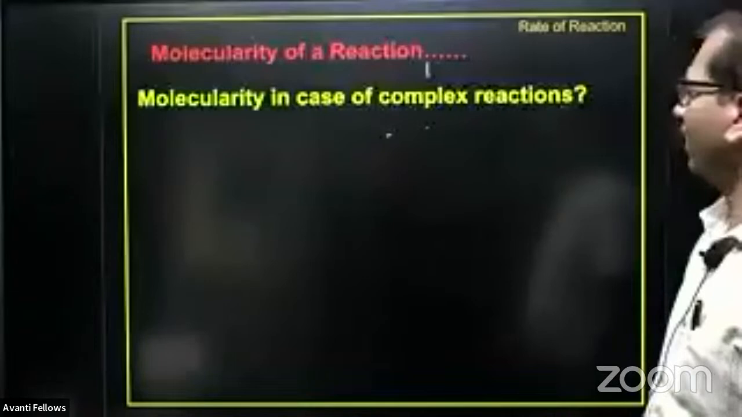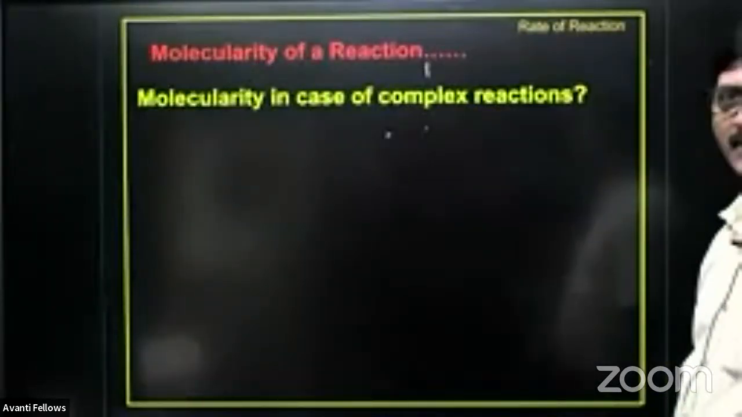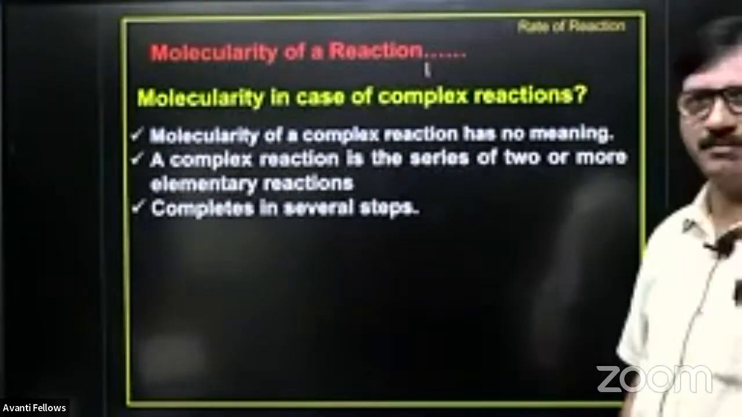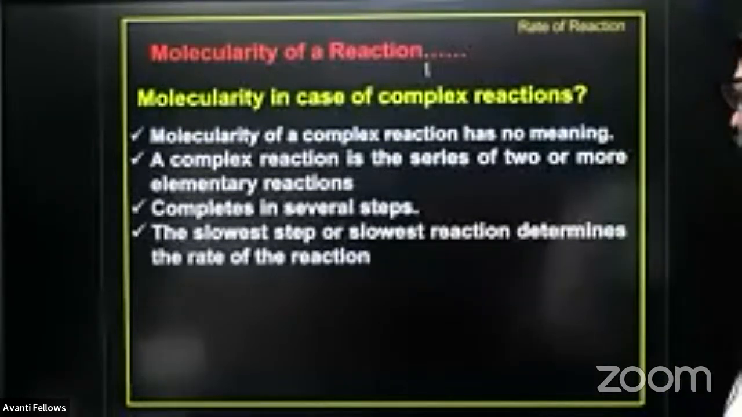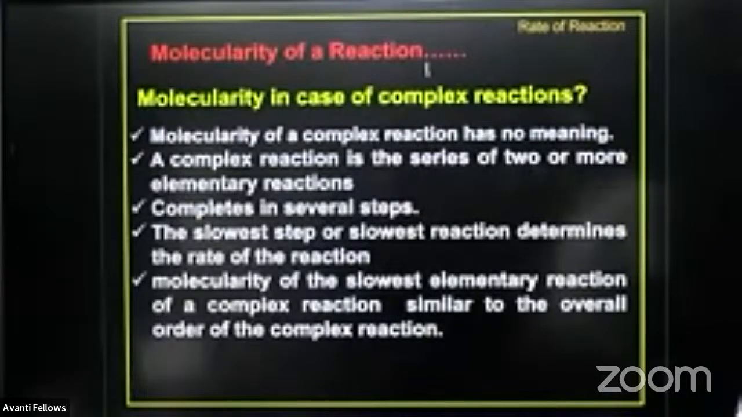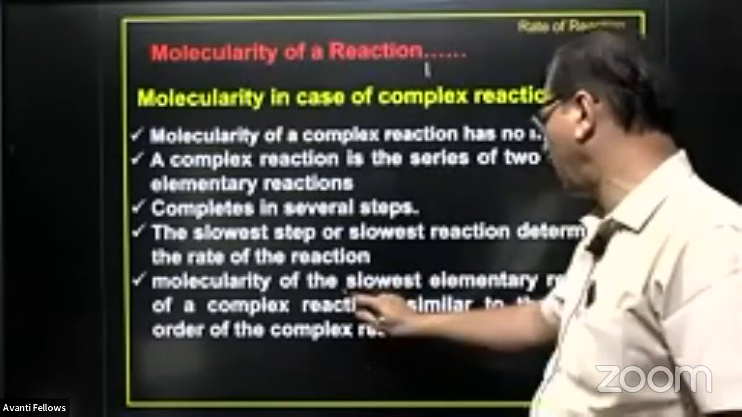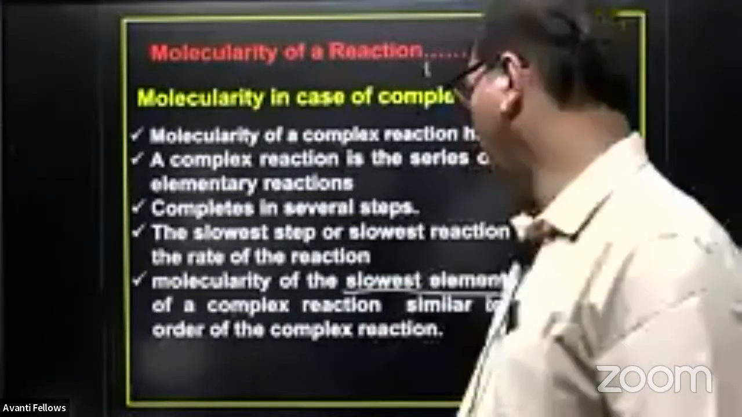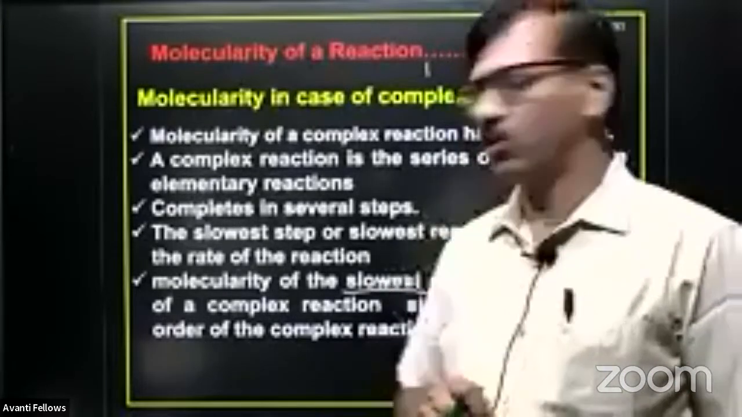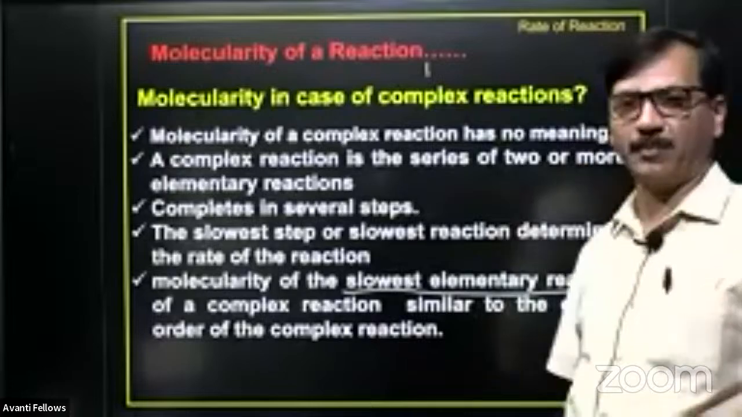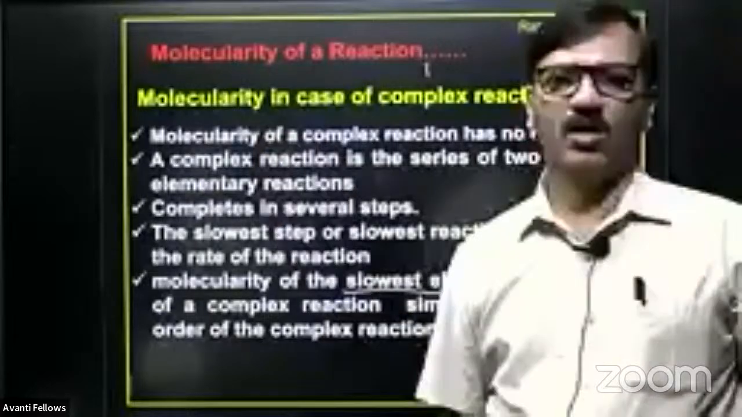Molecularity of a complex reaction has no meaning, because for an elementary reaction which is slow, we cannot say. Therefore, molecularity has no meaning. The complex reaction is a series of 2 or more elementary reactions, so it completes in several steps. The slowest step determines the rate of the reaction. The molecularity of the slowest elementary reaction of a complex reaction is similar to the overall order of the complex reaction. So this point you have to understand: the molecularity of the slowest elementary reaction of a complex reaction actually determines the order of the reaction. From that particular reaction, the stoichiometric coefficients are to be chosen for writing the order of the reaction.